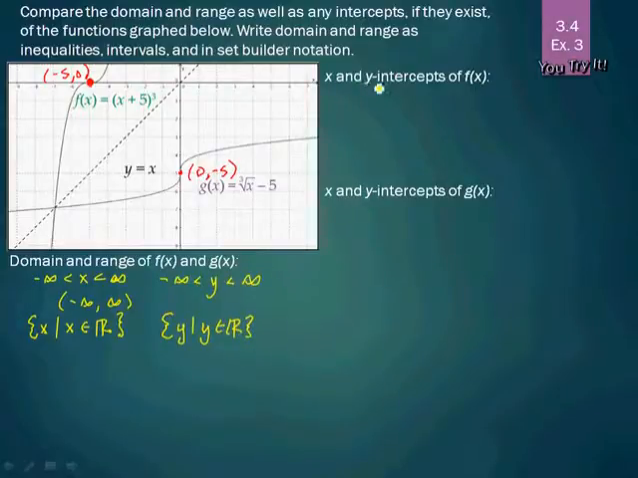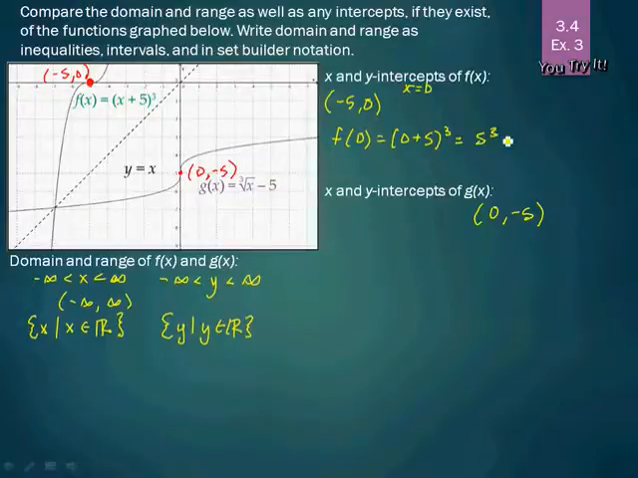Now for the x and y intercepts, we did see f of x had an x-intercept at negative 5, 0, and the y-intercept of g of x we saw was 0, negative 5. And we can find the y-intercept of f of x. It's not shown in the graph, but we can solve for it because for y-intercepts, x equals 0. So we plug in 0 to our equation for f of x: f of 0 equals 0 plus 5, cubed. 0 plus 5 is 5, and 5 cubed is 125. So our y-intercept will be 0, 125.